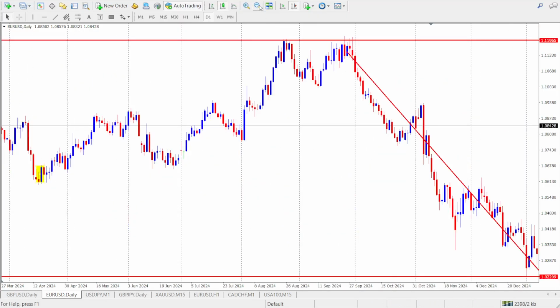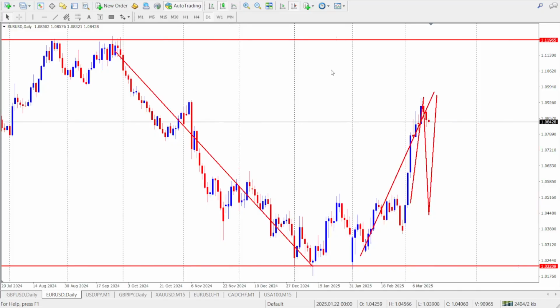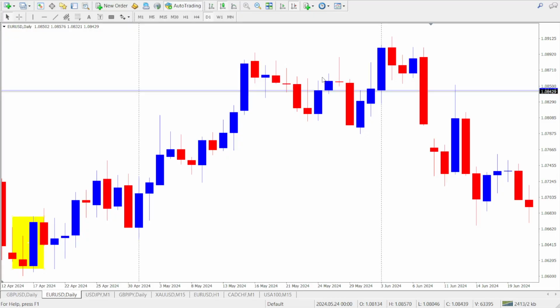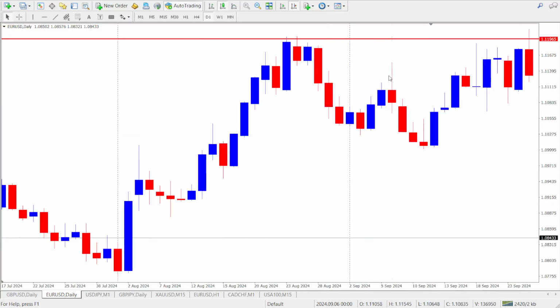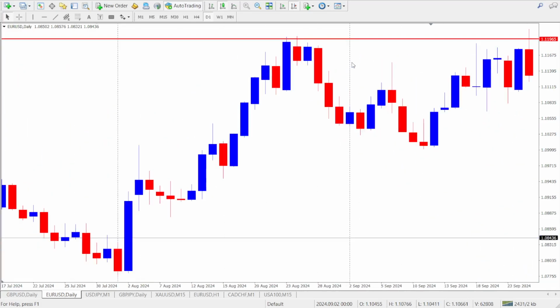On the other hand, a bearish engulfing occurs when a strong red candle engulfs the previous blue candle. And you see that? It signals a shift to selling pressure. These patterns are great for confirming reversals with price action.